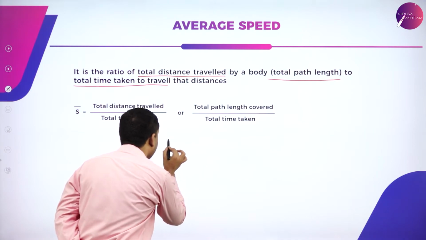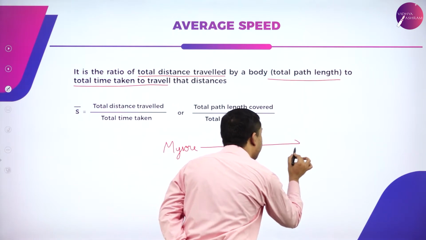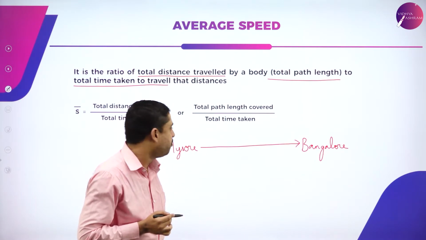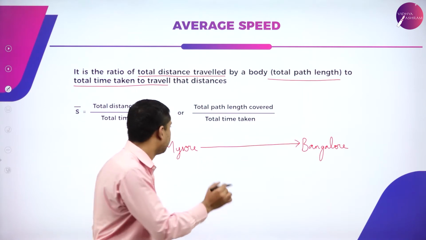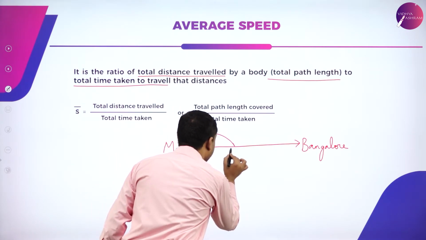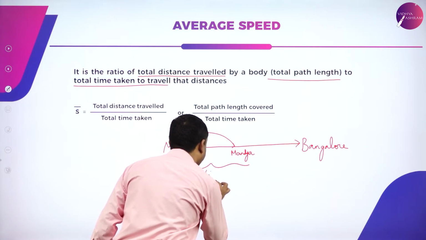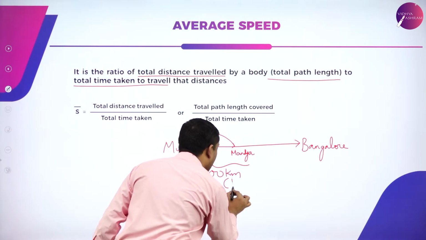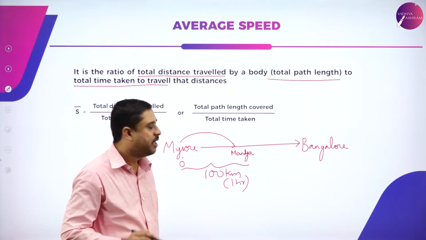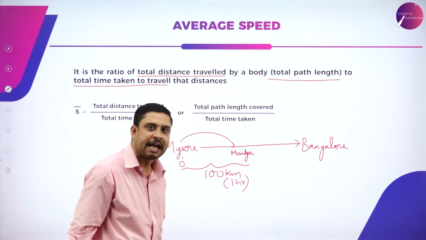For example, a body starts traveling from Mysuru to Bangalore. I always have enjoyed this ride. Therefore, I consider this example. Mysuru to Bangalore. Initial point 0. First it travels from Mysuru to Mandya, covering a distance of 100 kilometers in 1 hour. In the initial span of its travel, from Mysuru to Mandya, 100 kilometers covered, 1 hour.